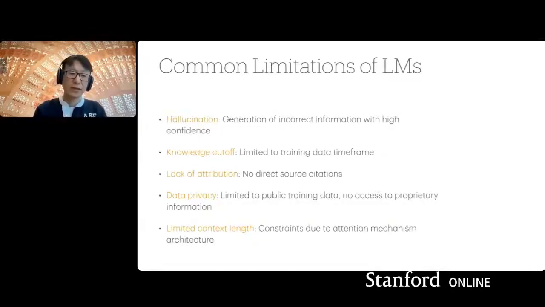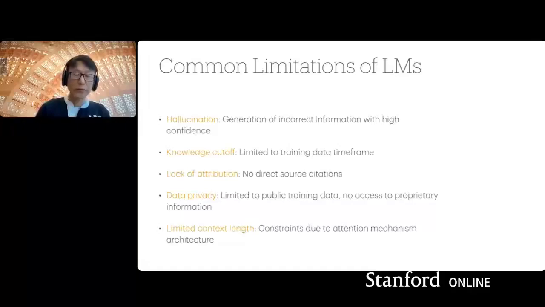And limited context length. Although it's rapidly increasing, it's always a fine balance, because providing longer context will give more context information to the model. However, it comes with operational cost as well as speed, the latency in text generation.